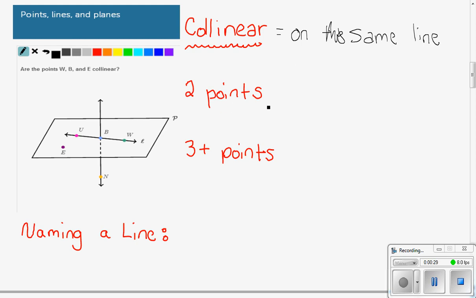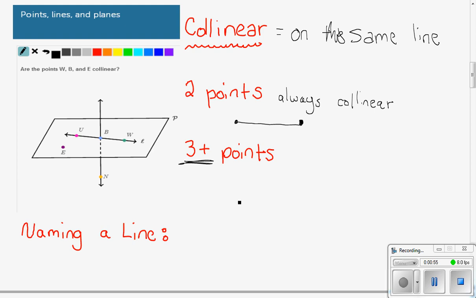Now, 2 points are always on the same line. Why are 2 points always on the same line? Because it really doesn't matter where these 2 points are, I can always draw a line to connect them. So if we're asked if 2 points are collinear, the answer is always yes. If we have 3 or more points, we have to test that.